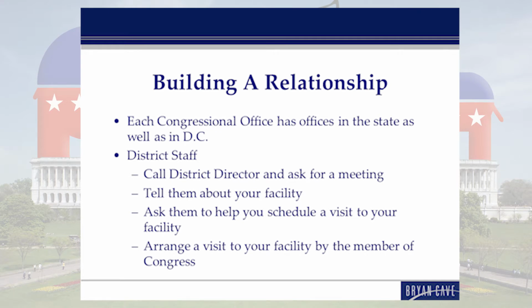So building a relationship. As we mentioned before, each congressional office has offices in the state as well as D.C. The district staff are important folks to get to know. First step is to call the district director that we talked about earlier and ask for a meeting. You want to talk to them about your facility, ask them to help you schedule a visit to your facility, and arrange a visit to your facility by a member of Congress. It's always important to check with your facility first and make them aware that you are trying to set something up, as they may have additional questions or additional relationships.